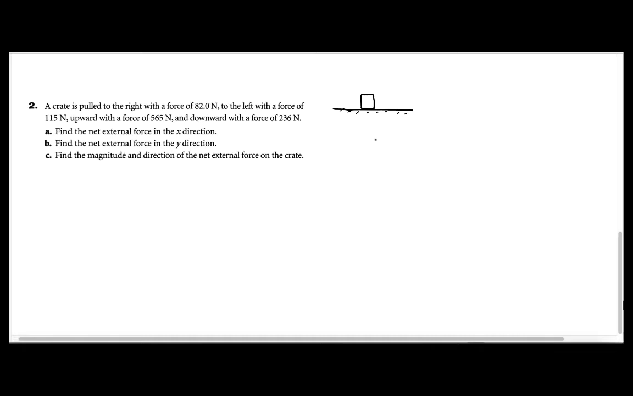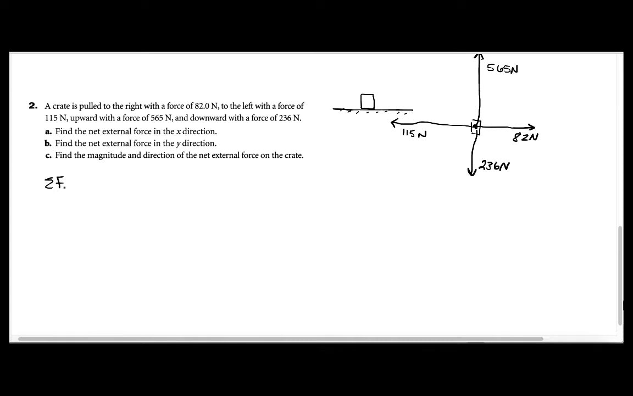So in number two, you have a crate that's being pulled. If we draw a free body diagram for this crate, it has a force going to the right of 82 newtons, to the left with a larger force, so I'll make it a little longer, of 115 newtons, upward with a force of 565 newtons, which should be longer than this, but I ran out of room, and downward with a force of 236 newtons. I'll make that one shorter.